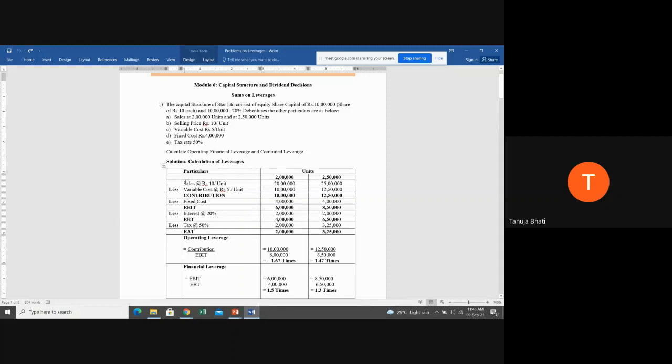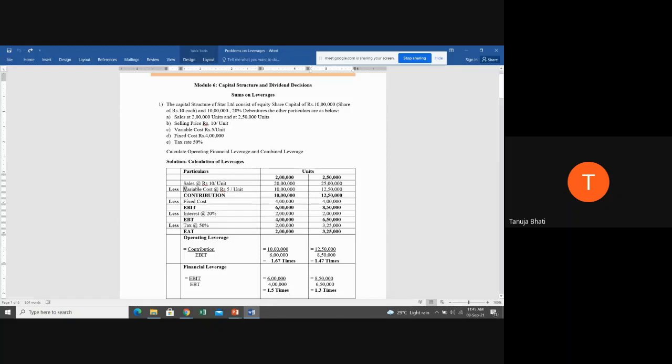So we always start with sales first. Sale is given at rupees 10 per unit. So if one unit is for rupees 10, then we are selling 2 lakh units. So 2 lakh into 10, you get 20 lakhs. Similarly, for unit of 2 lakh 50,000, you have to do the calculation. I'll be showing the calculation for 2 lakh. On the same lines, you have to do calculation for 2 lakh 50,000 units.